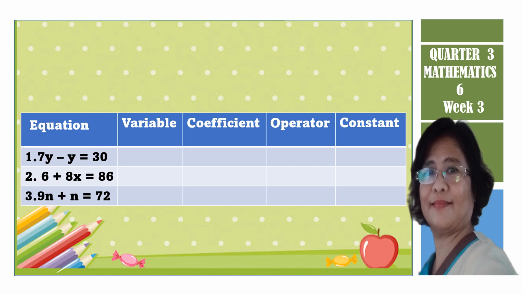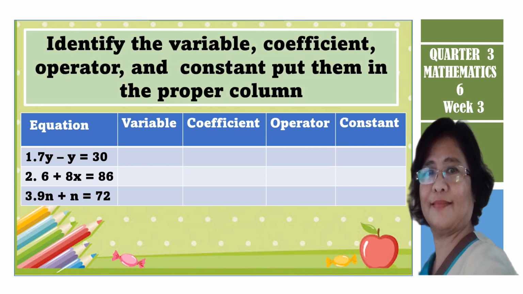This time, you are going to identify the parts of an equation. Identify the variable, coefficient, operator, and constant. Put them in the proper column. Let's start with the variable. What is the variable for number 1? Correct. It is y. What about number 2? Very good. It's an x. What about number 3? We have n.